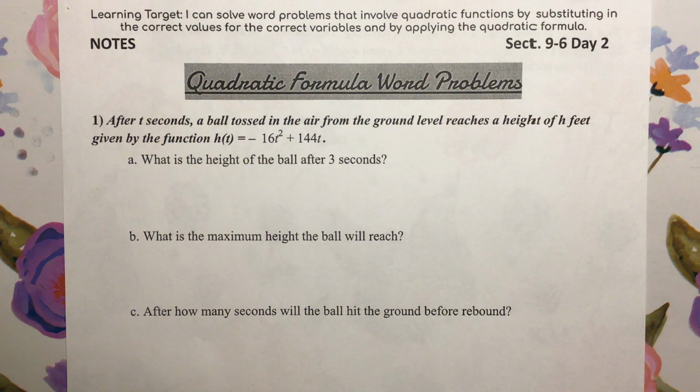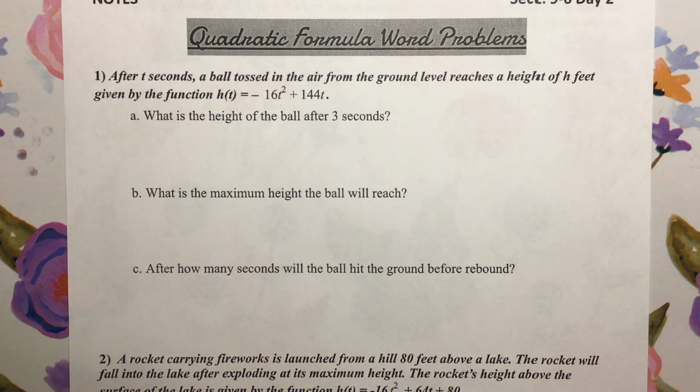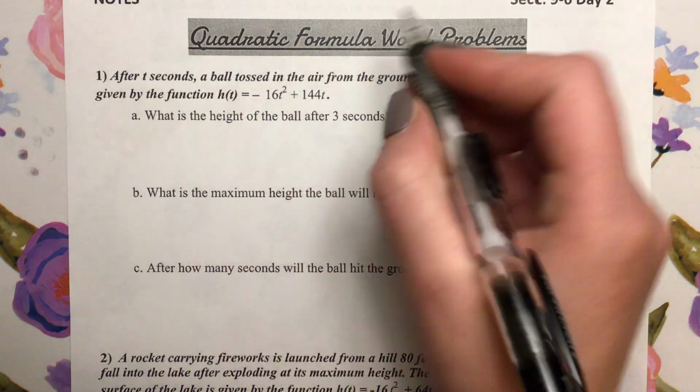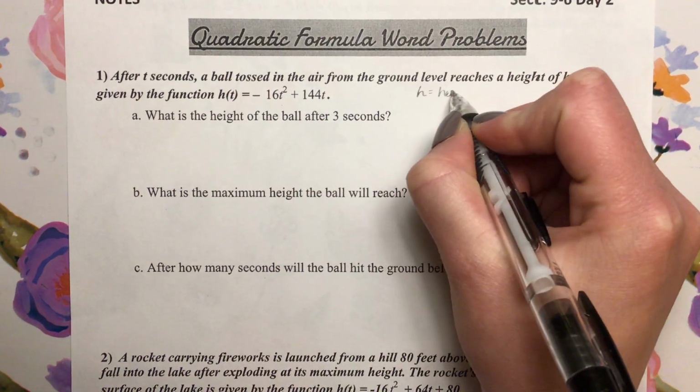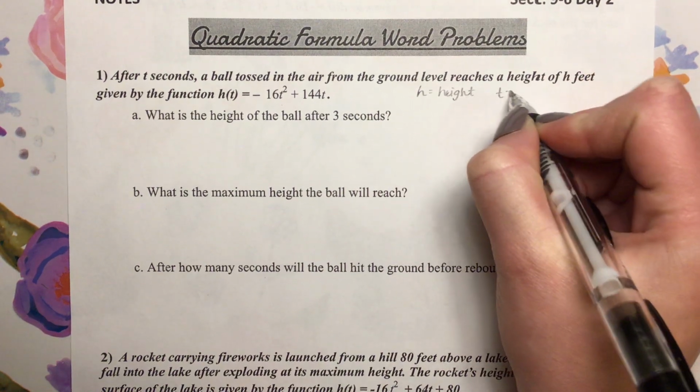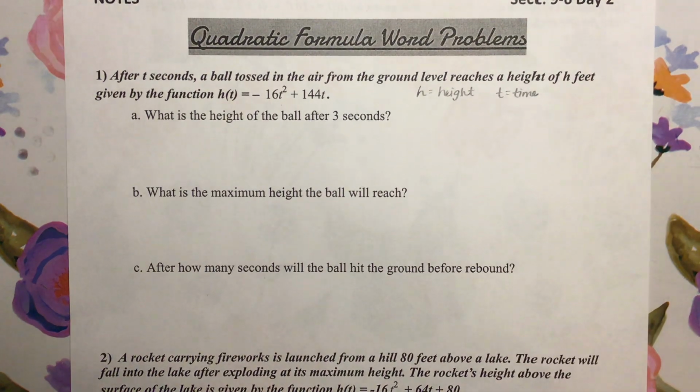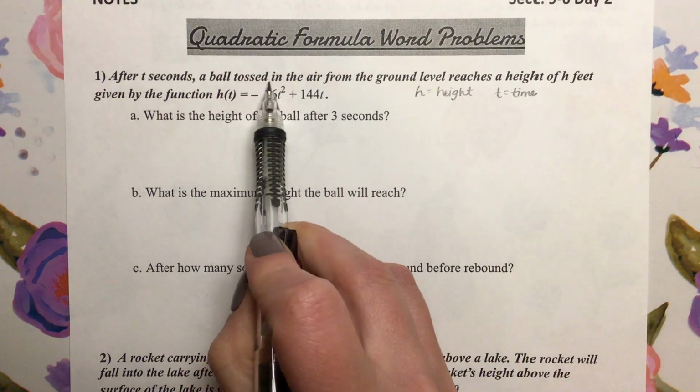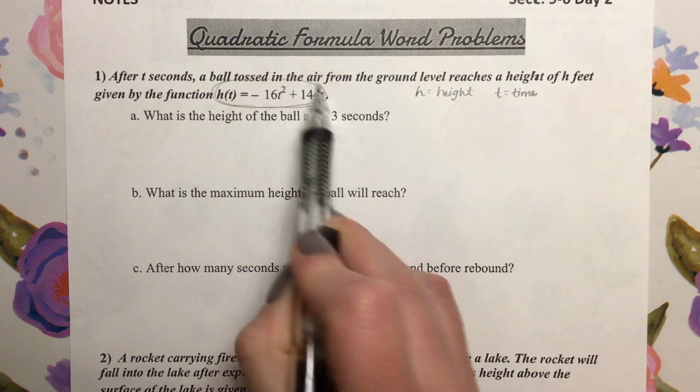In this first example, we are talking about a ball being tossed into the air. It says, after t seconds, a ball tossed in the air from the ground level reaches a height of h feet, given by the function h of t is equal to negative 16t squared plus 144t. So right off the bat, I just want you guys to know h is basically meaning height. T is meaning time in seconds. That's what we need to know there. And we can figure out anything we want based off of this equation.